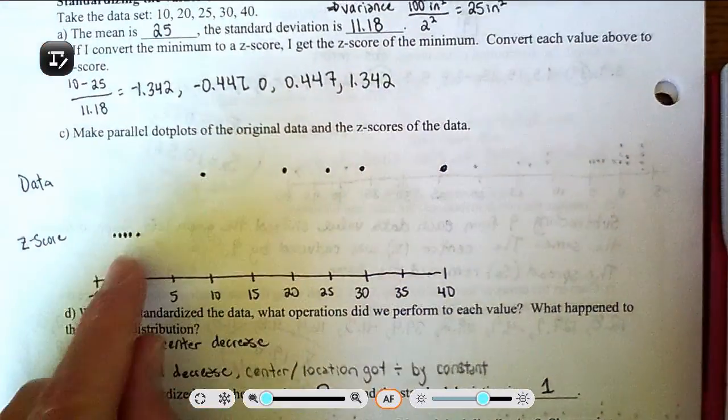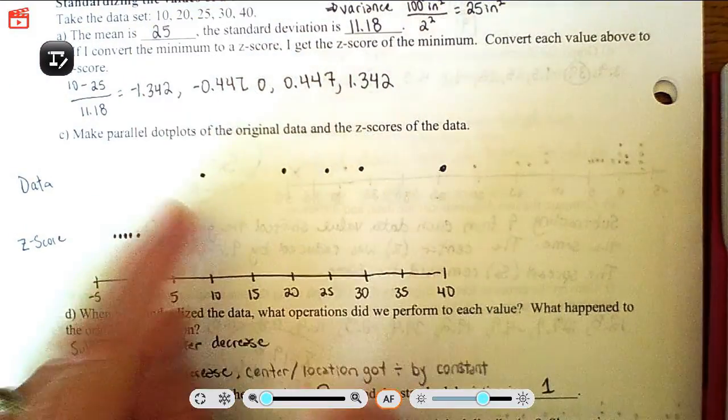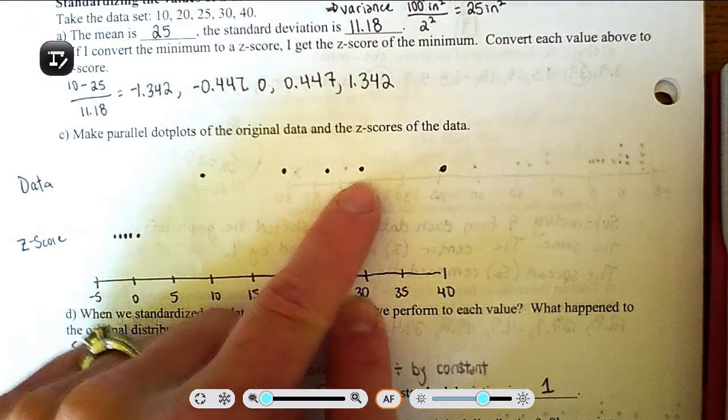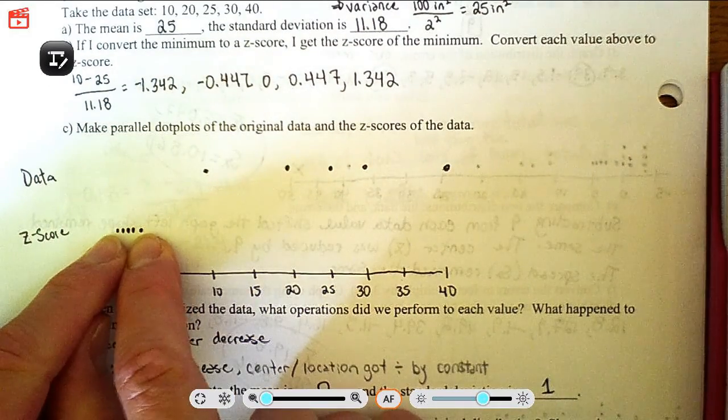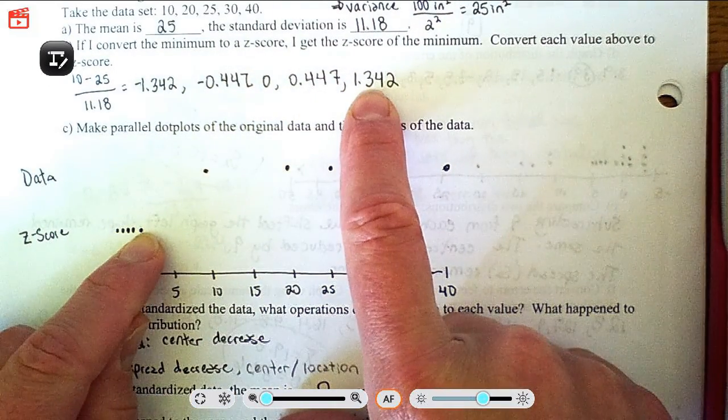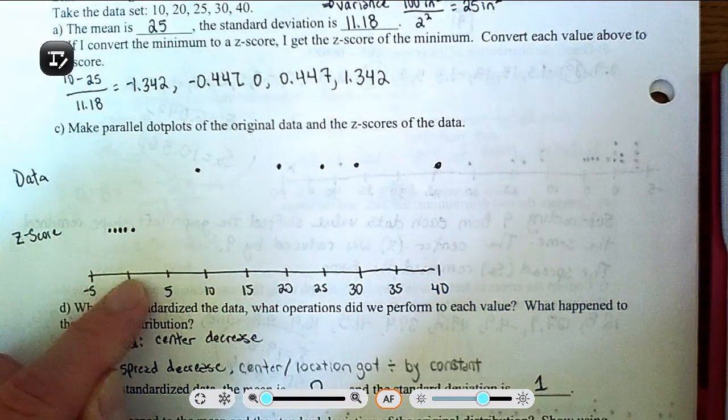Okay, then I plotted my regular values, 10, 20, 25, 30, and 40. And then I plotted my z-scores, negative 1.3 to 1.3, and the values in between.